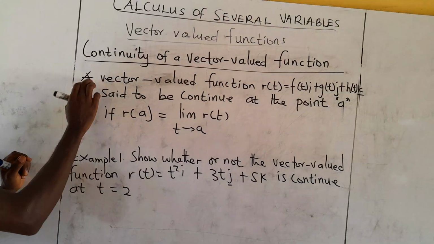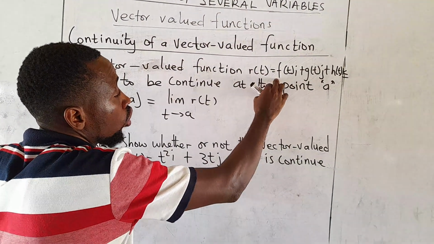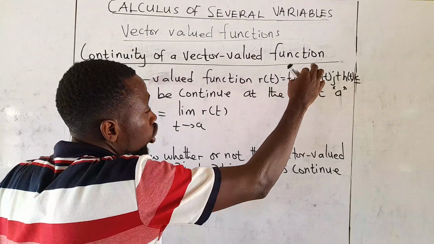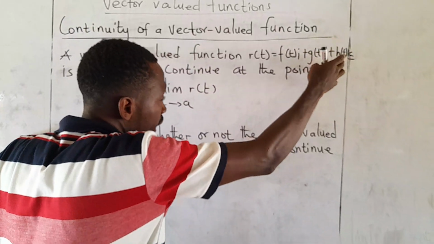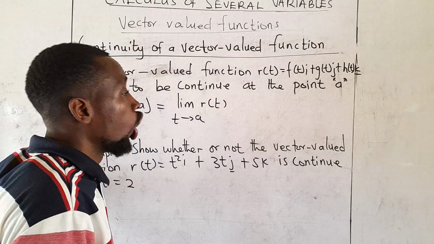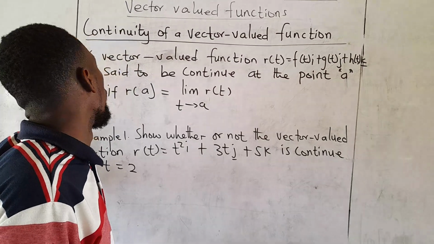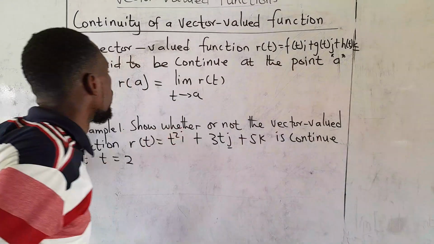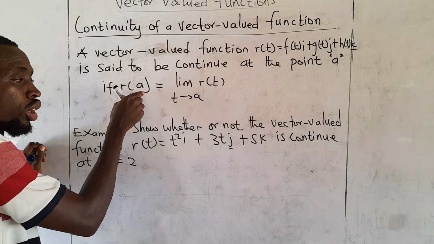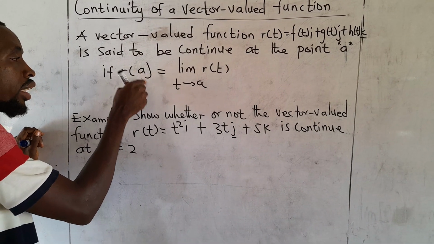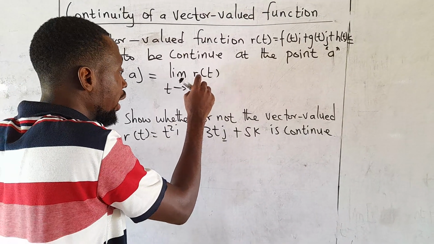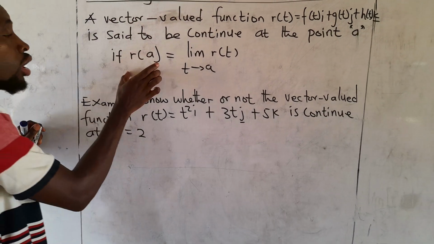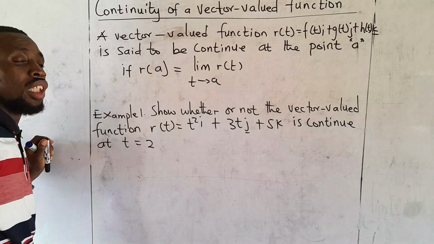They say that if a vector valued function r of t is equal to, let's say, f, a function dependent on t, in the direction of i, plus a function g dependent on t in the direction of j, plus a function h dependent on t in the direction of k, then it's said to be continuous at the point, say A, where A is constant, if r of A, which is evaluating the vector valued function at the point A, is equal to the limit of the vector valued function as t approaches A.